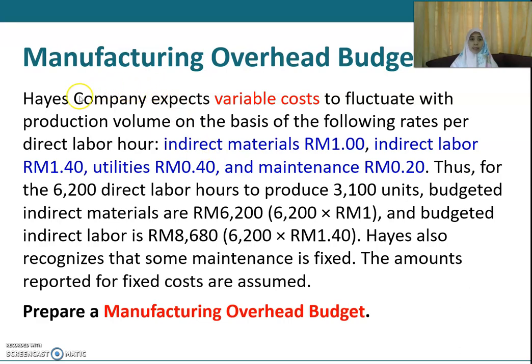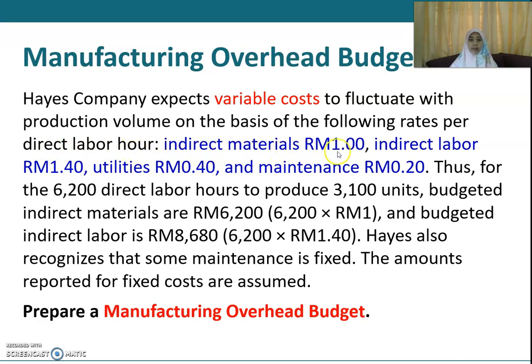So, for example, in this case, we continue. Hayes Company expects variable cost to fluctuate with production volume. Of course, we know that variable cost is the cost that varies with the level of activity or the production volume. That is meant by this sentence. The company expects variable cost to fluctuate with the production volume on the basis of the following rates per direct labor hour. So it is based on the direct labor hour.